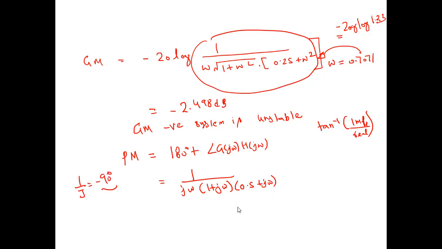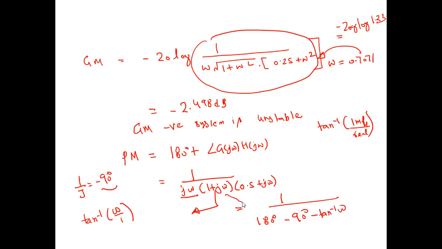So the first angle is 180 degrees. The contribution due to the j term is minus 90 degrees. Then the second term, 1 plus j omega, is tan inverse of imaginary by real, which is omega by 1, so this is minus tan inverse of omega. That is the contribution due to this angle. Then the last part is minus tan inverse of omega divided by 0.5.